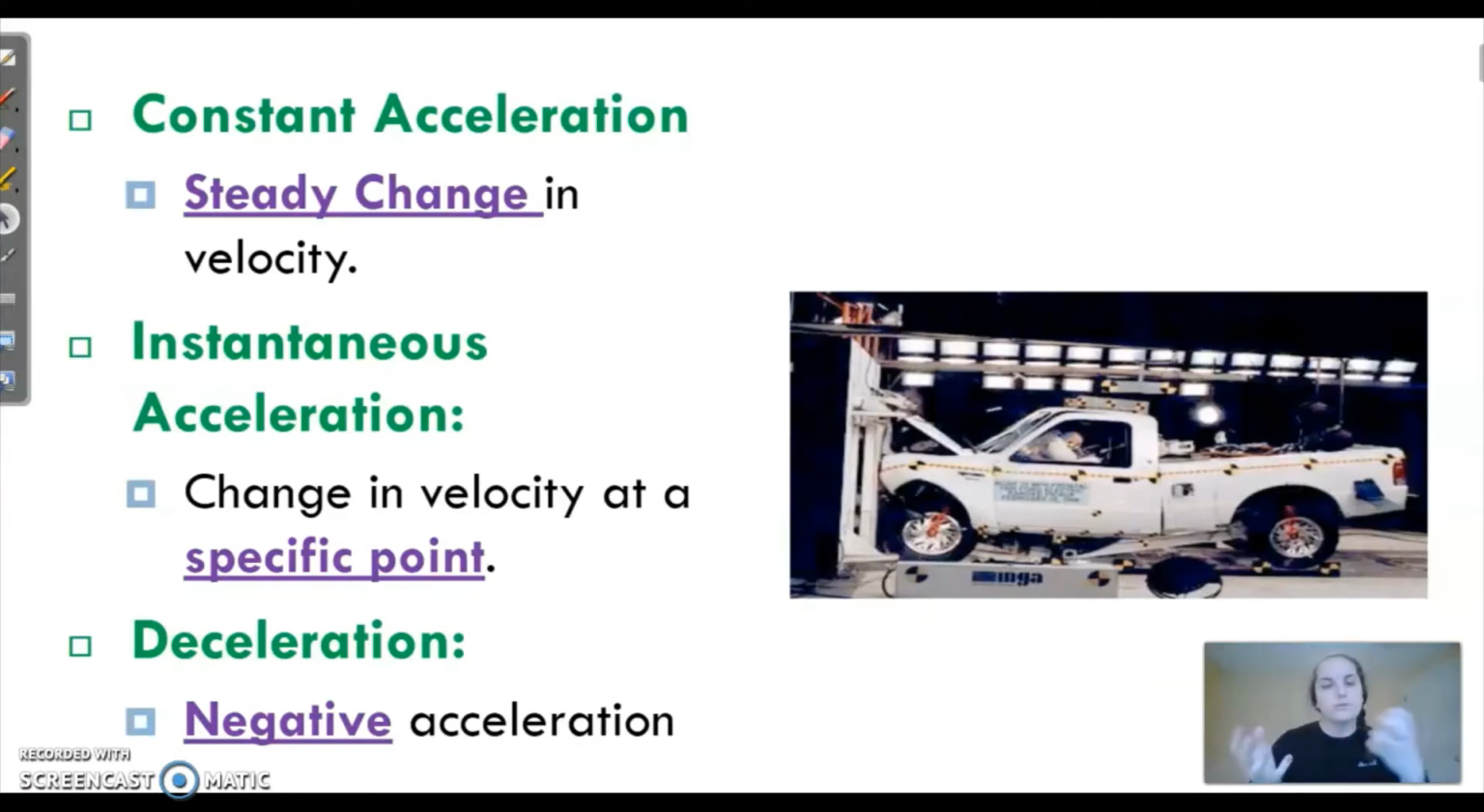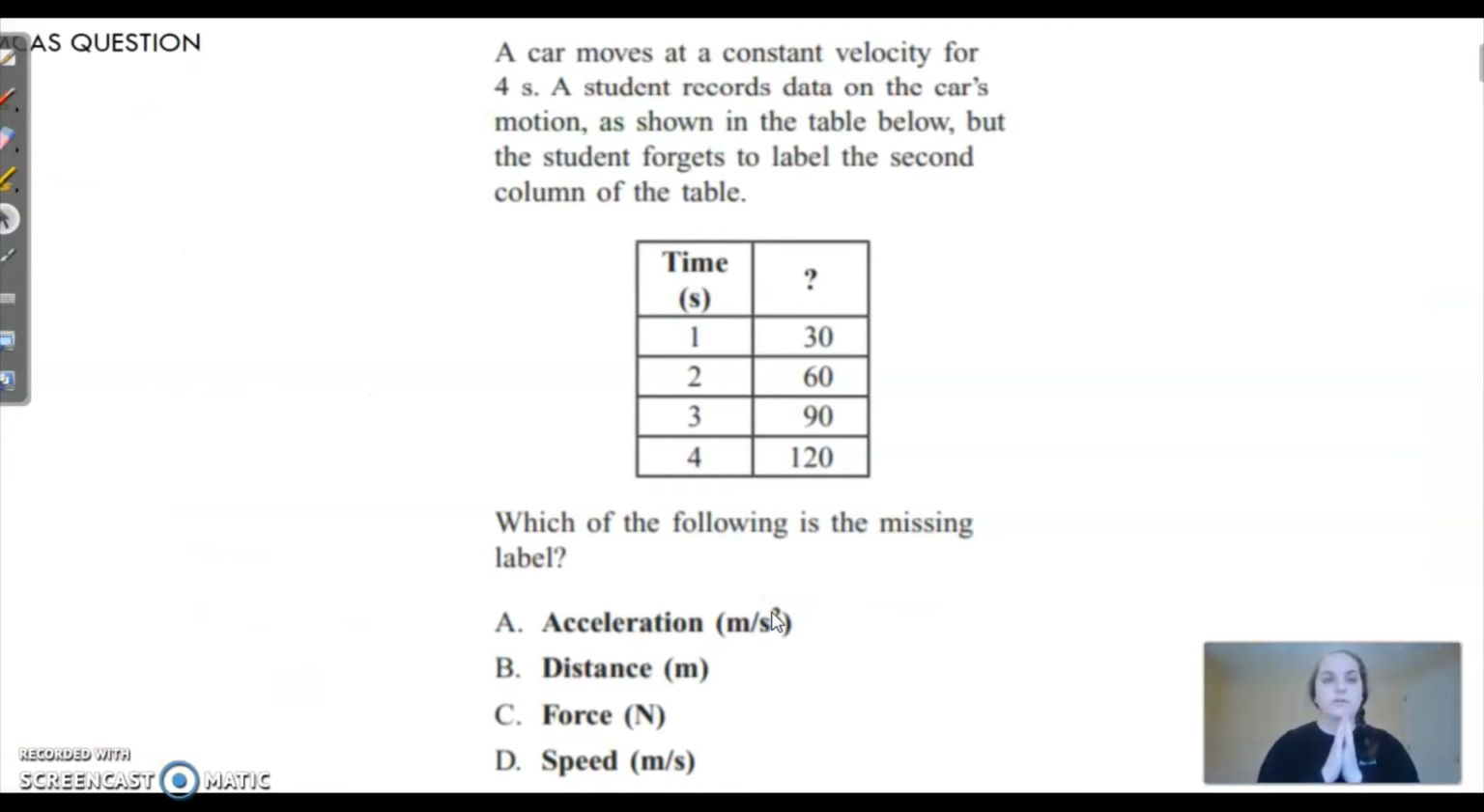And deceleration would be like negative acceleration. So you're slowing down, but you're still either changing your speed or changing your direction or changing both. So let's look at this question.